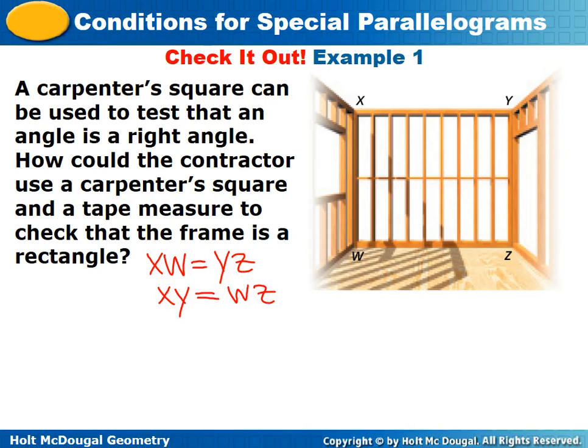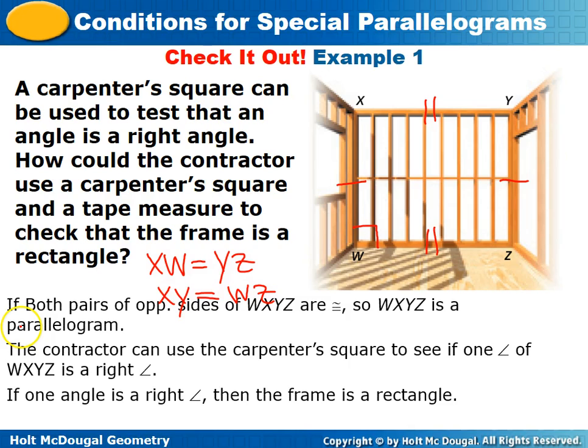Opposite sides would be congruent, right? So if opposite sides are congruent, same height here and same length here, then I could just measure one of those angles. I could measure an angle down here at W and see if that's square, and if it's square there, then the rest of it has to be a parallelogram.